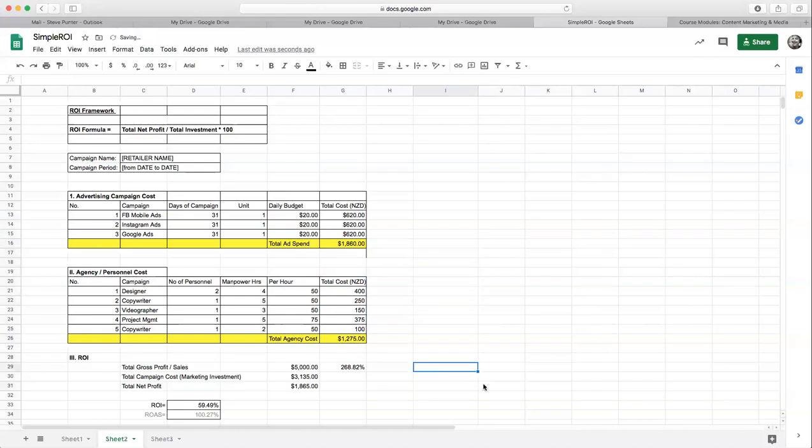And so once again, the calculation, total net profit, you're going to go for equals sum of, and you're going to say total net profit divided by, which is just the slash, the total investment, close the bracket, multiply that by 100. And that gives you your return on investment.